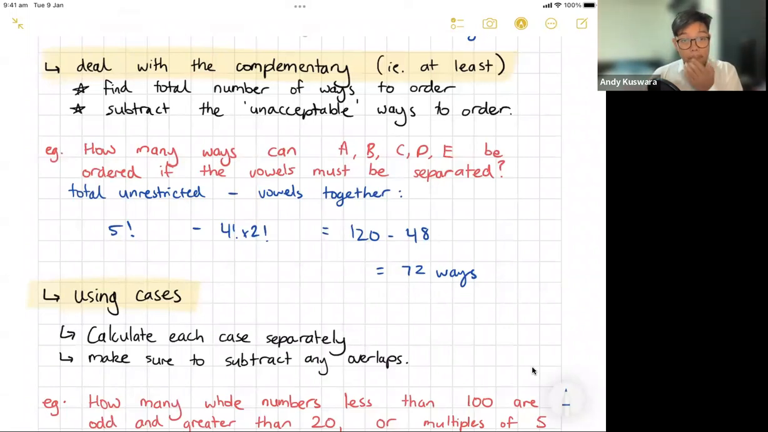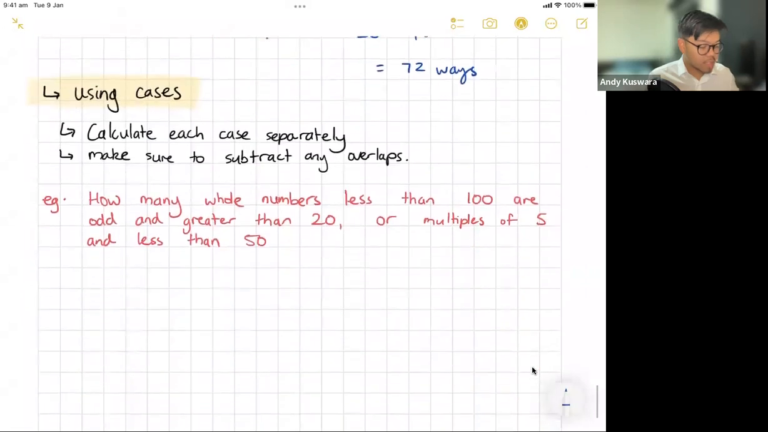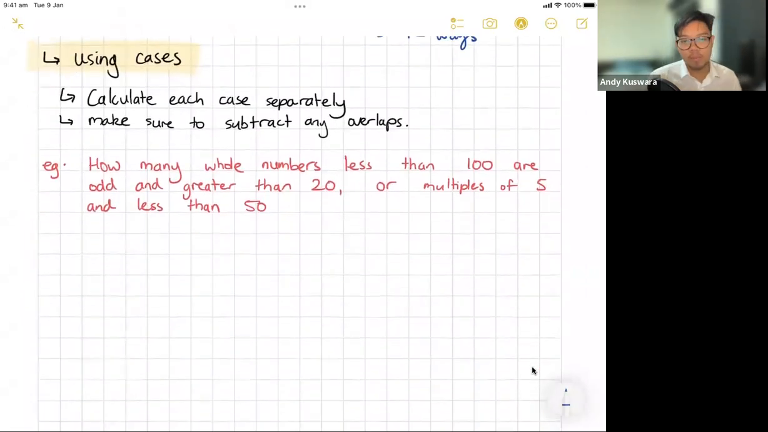Okay, so that's what you do with complementary. Find the total number of ways, find the unacceptable ways, and then subtract them from one another. Okay, there's a nice technique. All right, last one. This is probably going to be the most work here. Using cases. Now, what do I mean?